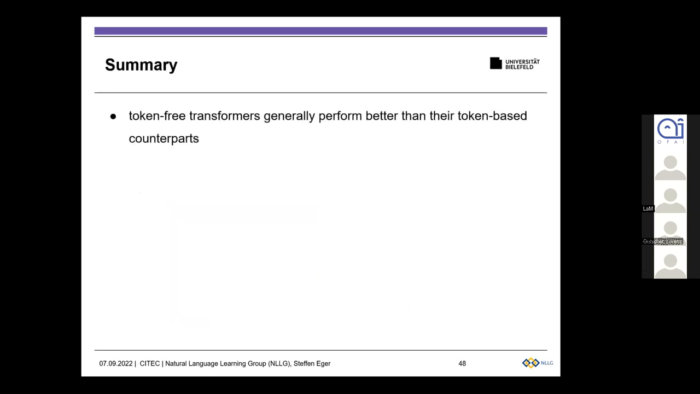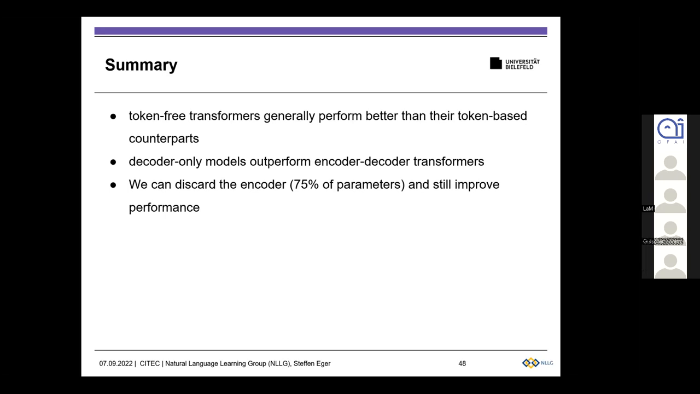So to summarize this, what we saw is the token-free transformers. Token-free means they are character-based transformers, perform better than their token-based counterparts when it comes to producing coherent poems, coherent to the specified stylistic constraints. We also saw that a decoder-only model outperforms an encoder-decoder transformer, and that's probably because we don't need such a large encoder to encode our stylistic constraints. So this means we can discard 75% of our parameters, which is the whole encoder, and get a better performance.